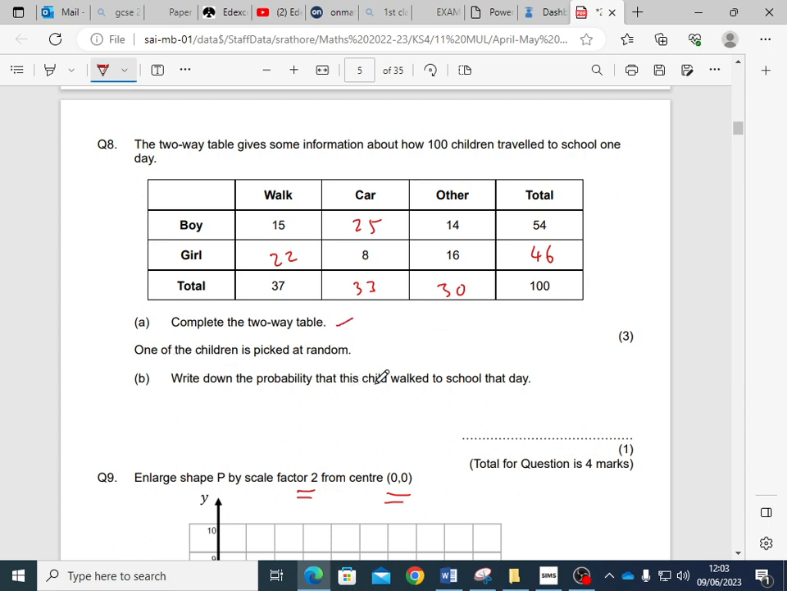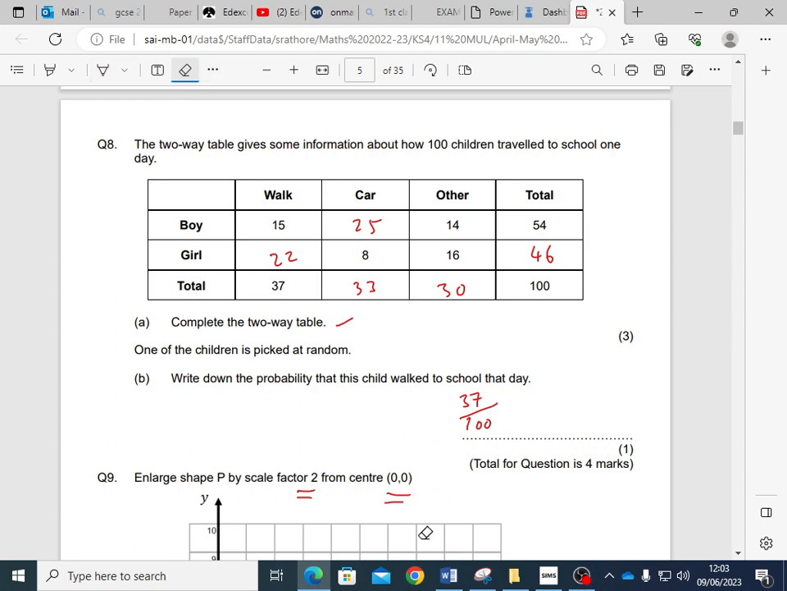Now it goes here. Write down the probability that this child walked to school that day. So how many children are there? 100. So that's the total. The probability the child walked, we don't concern whether it's a boy or a girl. The fact that a child walked is 37. So that will be 37 out of 100. That's the probability of getting that.